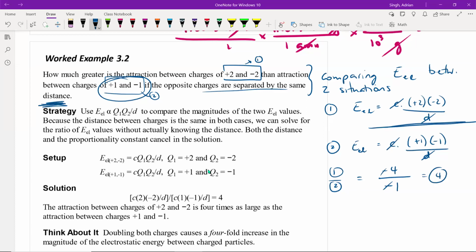So this means 1 compared to 2 is 4 times. So we say in situation 1, where we have the charges of +2 and -2, we have 4 times the energy, 4 times as large. So situation 1 is 4 times as large as situation 2. Here we're not actually plugging in values and calculating the amount of electrostatic potential energy. We're just comparing amounts, and in this case, we can simplify our equations by canceling out like terms when we divide them.